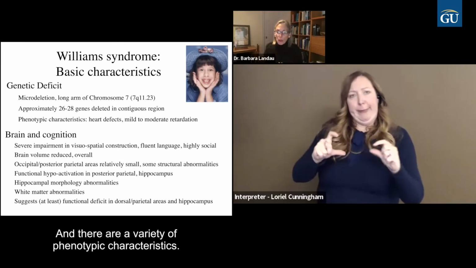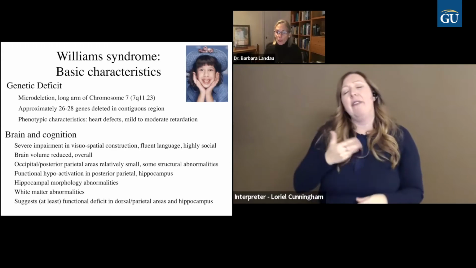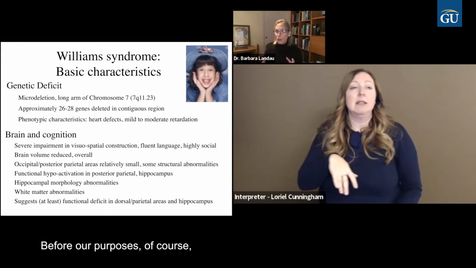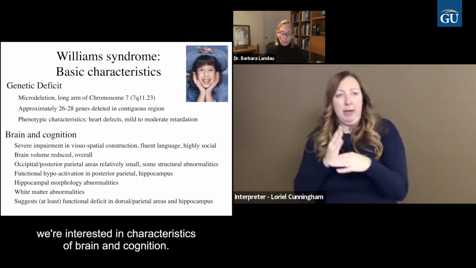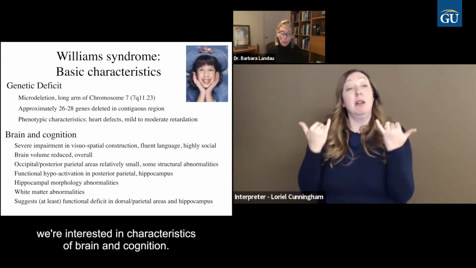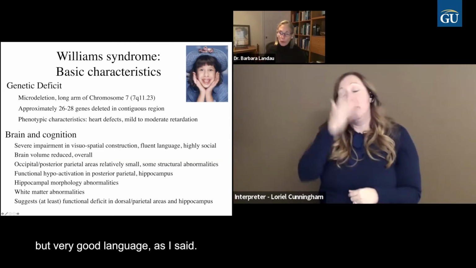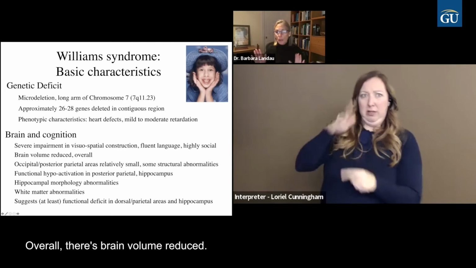And there are a variety of phenotypic characteristics, mild to moderate retardation. But for our purposes, of course, we're interested in characteristics of brain and cognition. Severe impairment in visual spatial construction, but very good language, as I said. Overall, there's brain volume reduced.